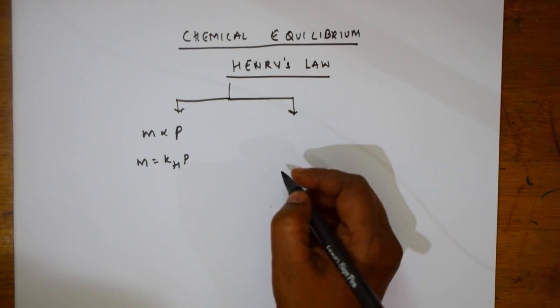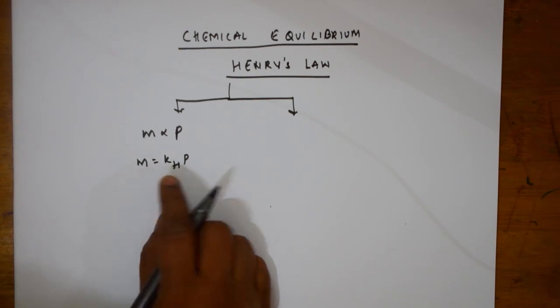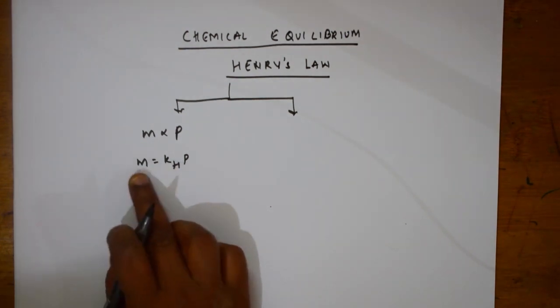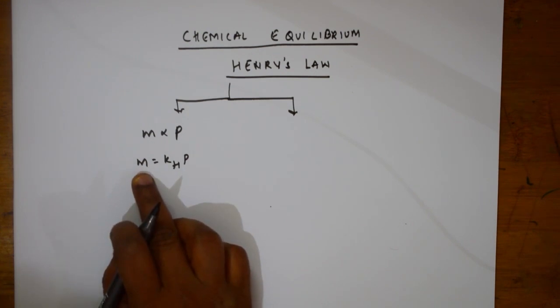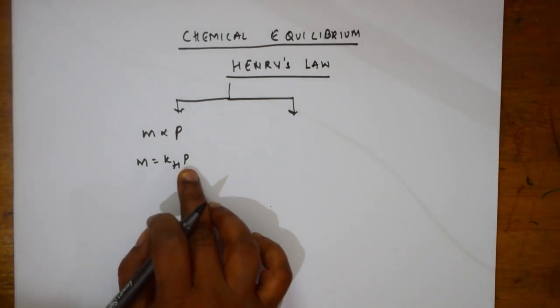Now here let us write what these are. This m is the mass of a gas dissolved per unit volume of the solvent, and P is the pressure of the gas in equilibrium with the solution. Once again, mass of the gas dissolved per unit volume of the solvent at a given temperature, and this is the pressure of the gas which is in equilibrium with the solution.